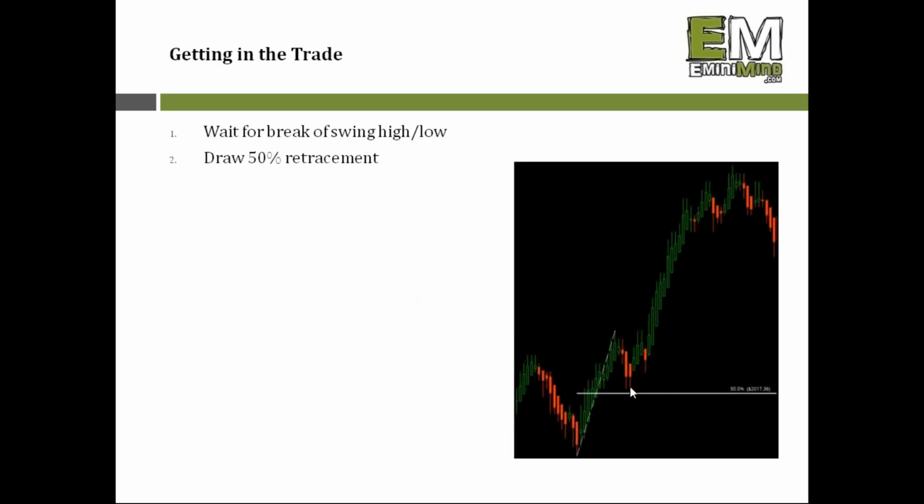And so it just looks something like this. And then using that 50% as the entry. So letting the market pull back roughly halfway, and then just putting my order, if I want to go long, I just put it a tick or so above that 50% to get in the trade.